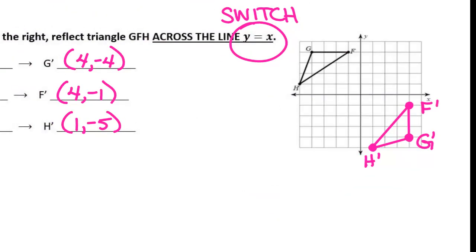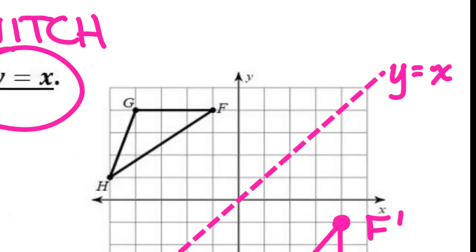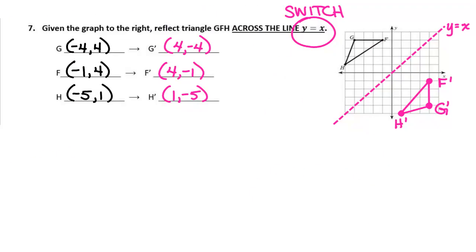The line y equals x is this perfectly diagonal line right here. That's what we're reflecting over. So if I were to fold it on that line, G would land on top of G prime, F would land on top of F prime, and H would land on top of H prime. At any point, if you want tracing paper, I am more than happy to provide you with some so that you can make these folds. Y equals -x, by the way, is also a perfectly diagonal line, but it goes the other way. Y equals -x looks like this.